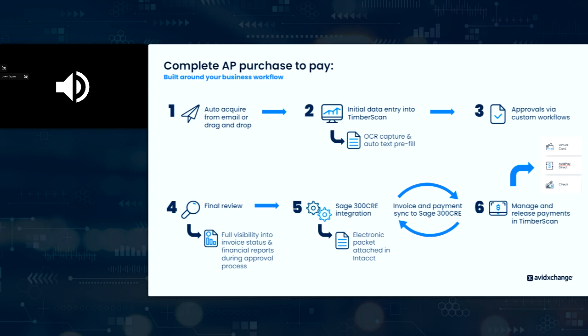All right, so this is an illustration of the process. Now, with Timberscan, you can really think of it as the front end of your Sage 300 CRE system. So if you use Timberscan, the onboarding of the invoices, the entering, the routing and approval, that's all going to be done in Timberscan. And then once that invoice has been fully coded and approved, that's when it will get sent over to your Sage system.